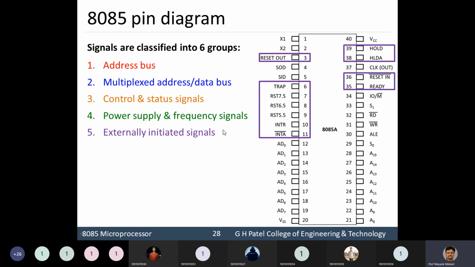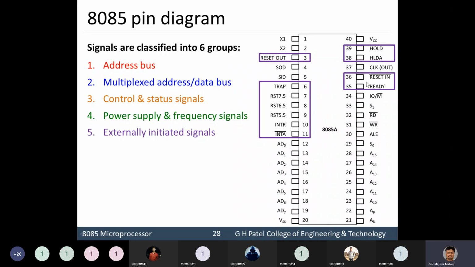The fifth group of signals, we called it externally initiated signals. Okay, externally initiated signals, they consist of, can anyone tell me what are these? TRAP, RST 7.5, 6.5, 5.5, INTR and INTA bar. Interrupt, sir. So yes, these are the interrupt signals. So these externally initiated signals are interrupt signals. This is reset out, means if I want to reset the other devices, the peripherals, this signal would be used for resetting all the other devices.